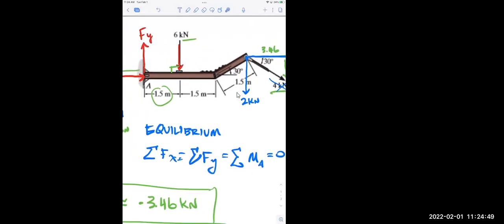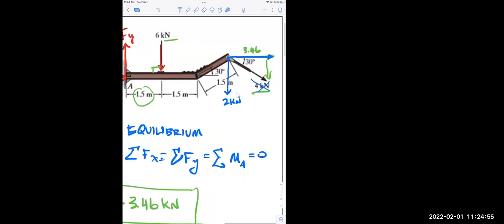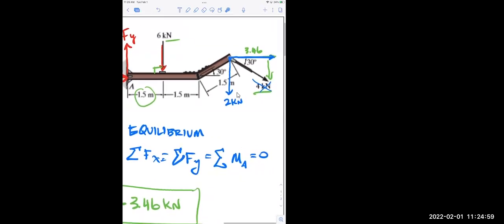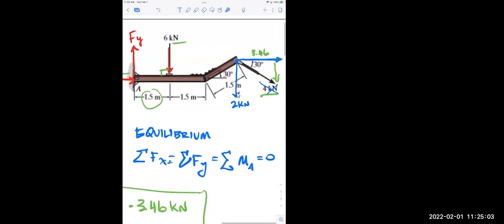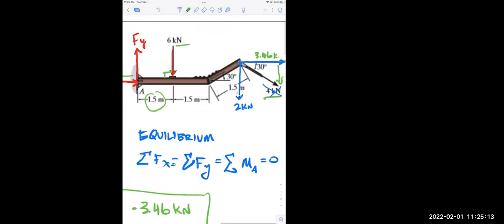So I basically replaced 4 kilonewtons, which, would you agree, is at a really weird distance? This is again a discussion we've had before. That's at a very strange distance from A. So I don't want to use 4 kilonewtons. I want to break it into its component directions, its X and Y, because from that, I'm probably going to be able to figure out what the distances actually are a little bit more easily. So I've got 2 kilonewtons and 3.46 kilonewtons.